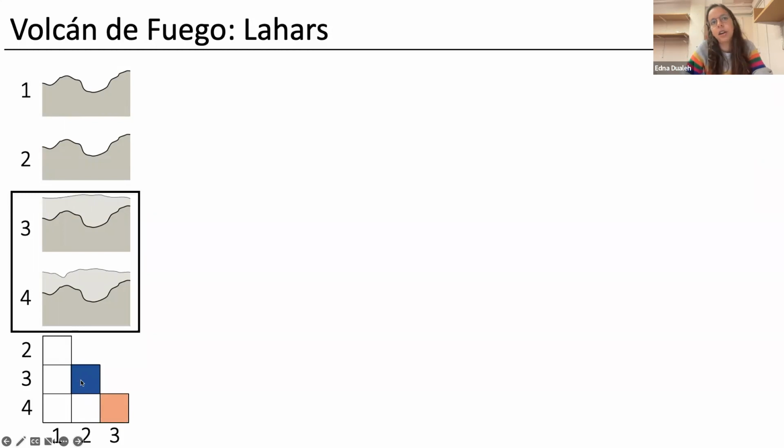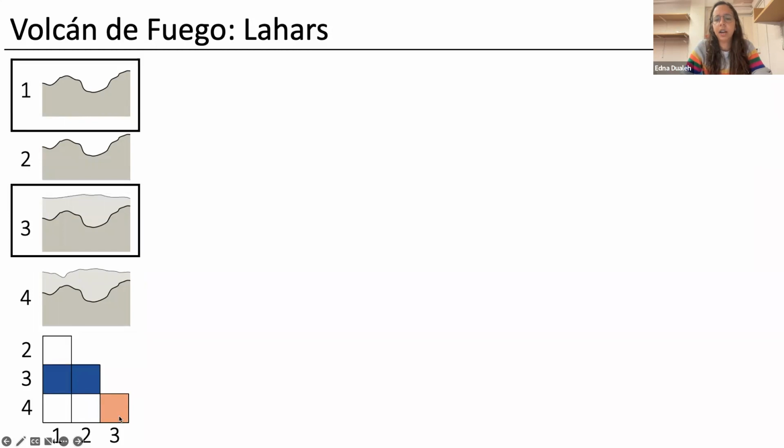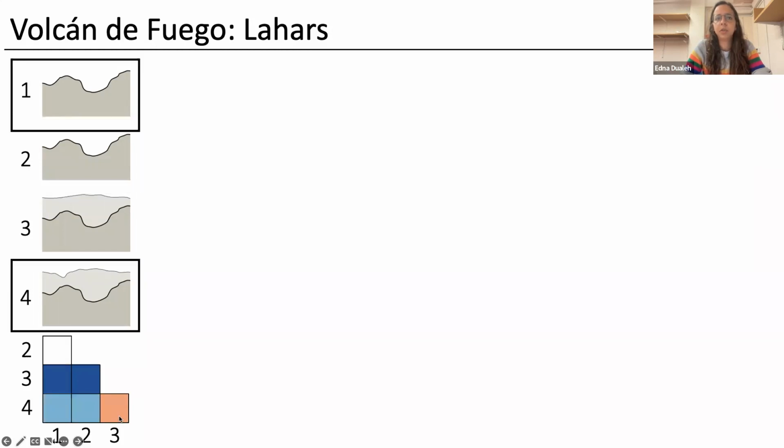Between 3 and 4, the surface has increased due to changes in the surface roughness. So we can say there's an increase there. So we can fill out our grid for all possible combinations, until the whole grid is filled.